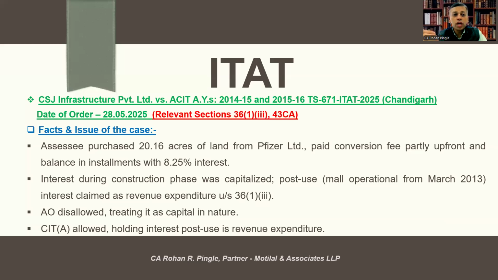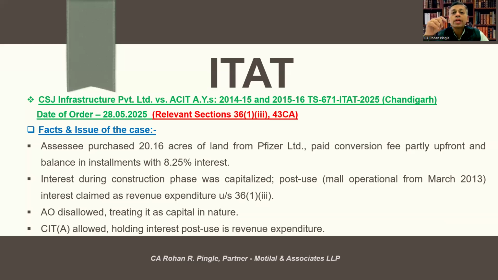Next, CSJ Infrastructure Private Limited versus ACIT, relevant AY 14-15 and 15-16, ITAT 2025, Chandigarh Tribunal, date of order 28th May 2025, and relevant sections are section 36 subsection 1 clause 3 and section 43CA. Let's understand facts and issue of the case.